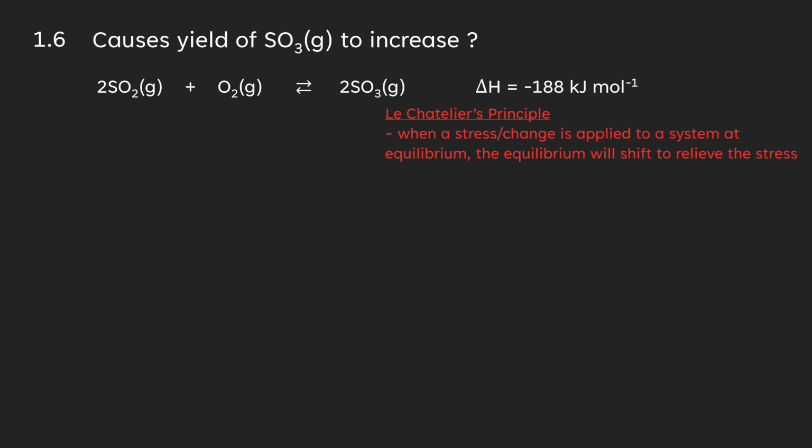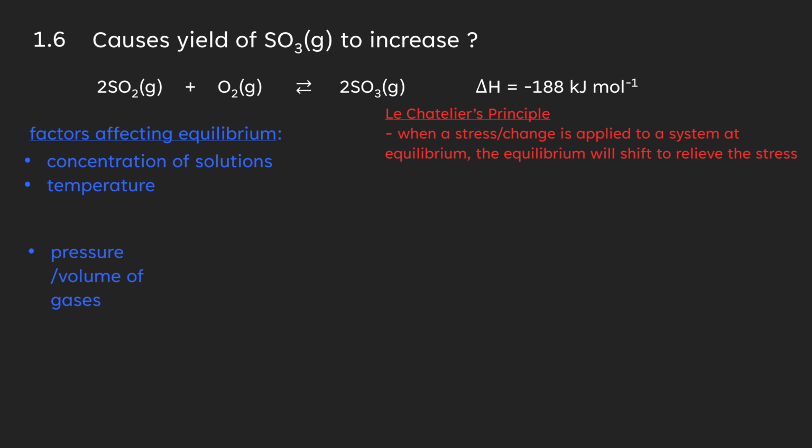It says that when a stress or a change is applied to a system at equilibrium, the equilibrium will shift to relieve the stress. The factors which affect the position of an equilibrium are the concentration of solutions, but we do not have any solutions in this equation, temperature, and the pressure or volume of gases. Answer option A says oxygen gas is added.